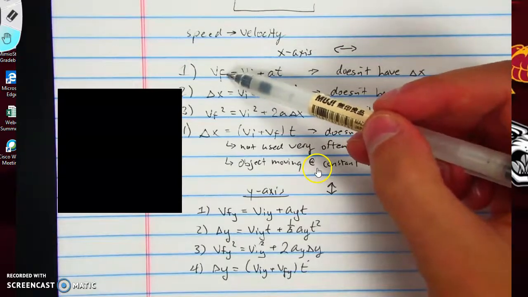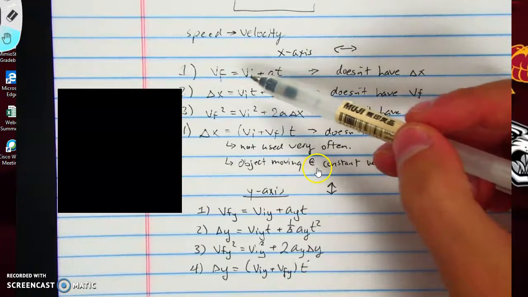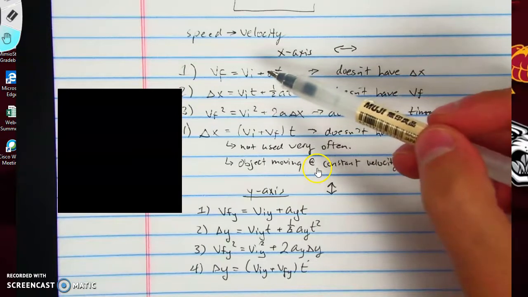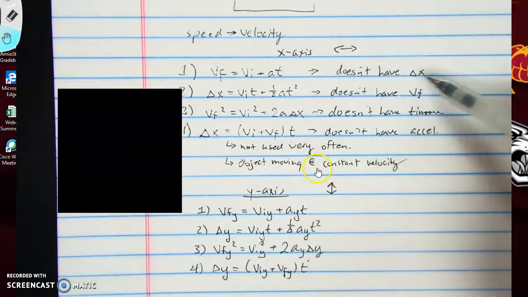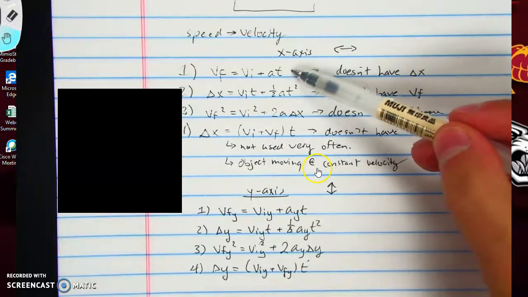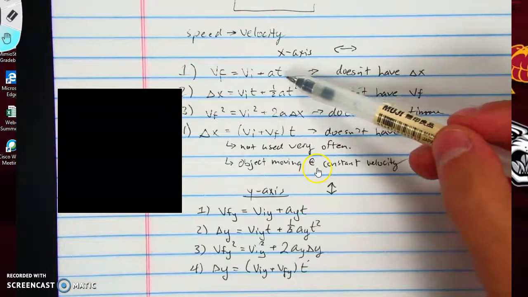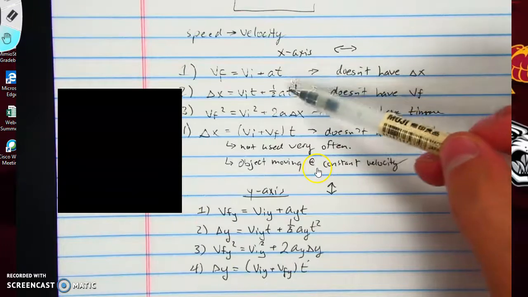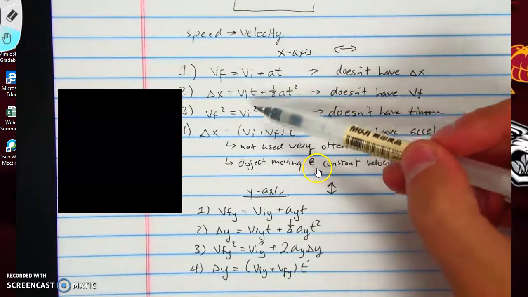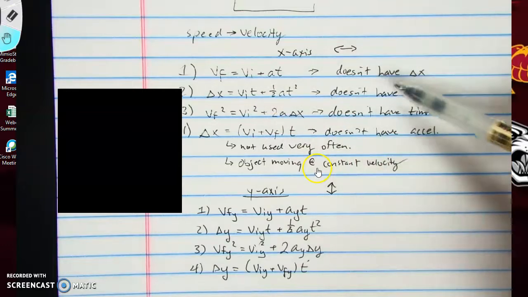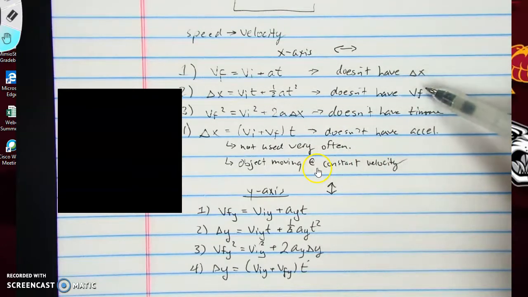But it does not have displacement in it, no x, see? And it also has time, and I don't know time. I could solve for time, sure. That's a lot of extra effort, though. So the first one doesn't work. The second one has delta x, but does not have v final in it. So look, no v final. So the second one's out.